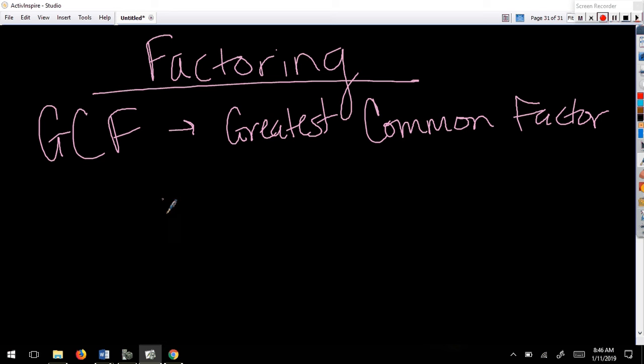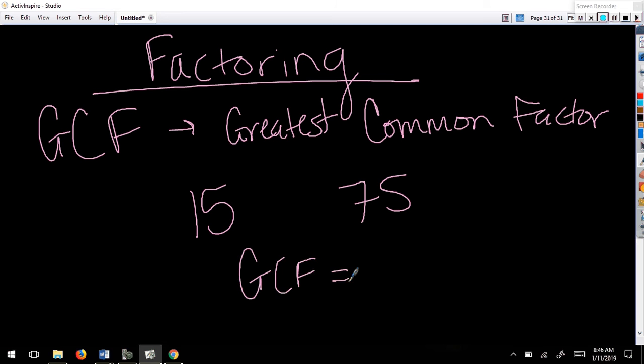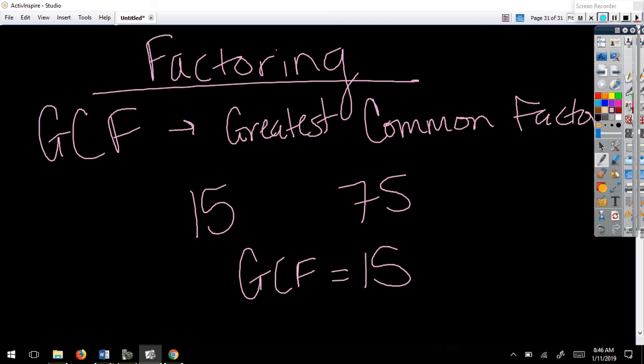So if I gave you the numbers 15 and 75, what would be the greatest common factor? 15. Does 15 go into 75? It does. Yes, it does. So the biggest number that you can divide them both by, we all understand that, right? Okay. How about, because you know I'm going to make it a little harder than just that.